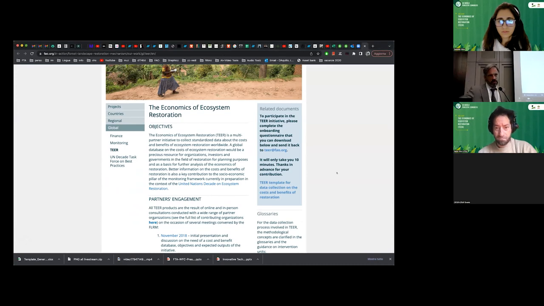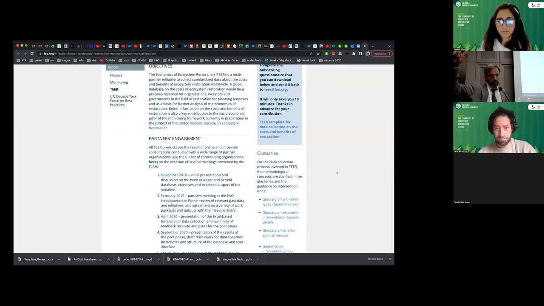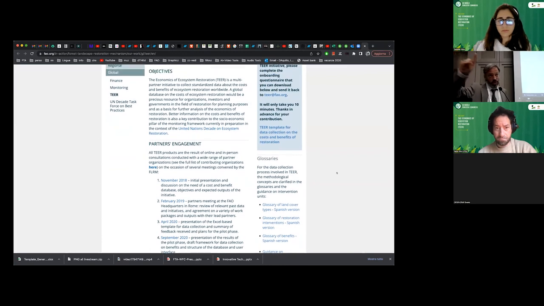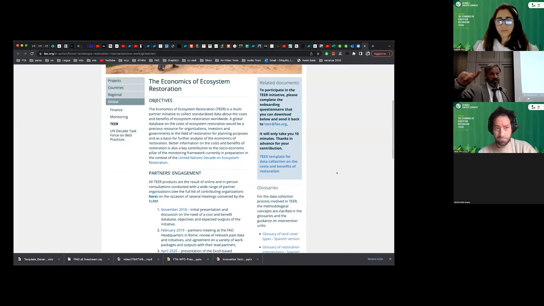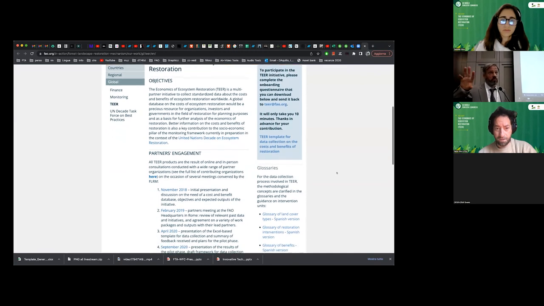Okay, but that's the Excel file for inputting data. Then I'm going to challenge you a little bit. Can I access the data that others have inputted or that FAO has inputted from the project? We have had some statistics. Not yet, because we need to work on this. Exactly. What is available is the framework. We don't have yet the database online. Okay. So that is part of the next step.